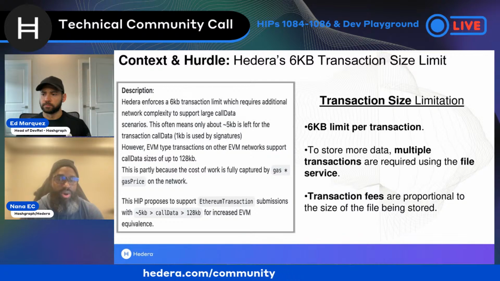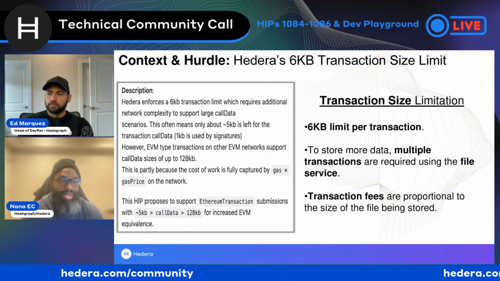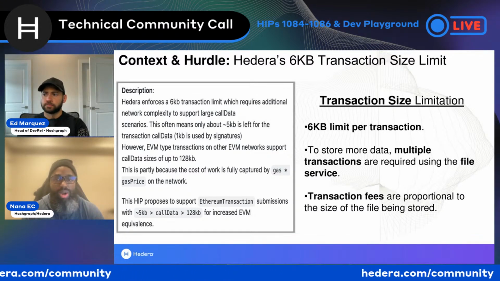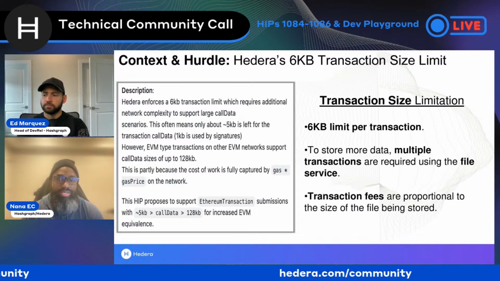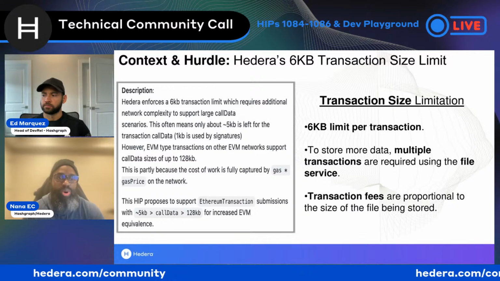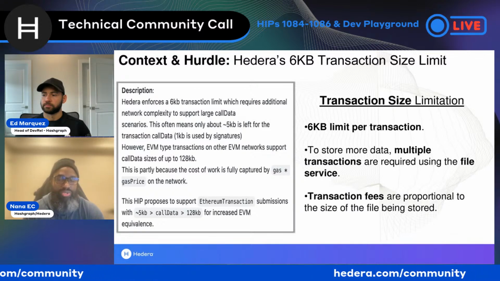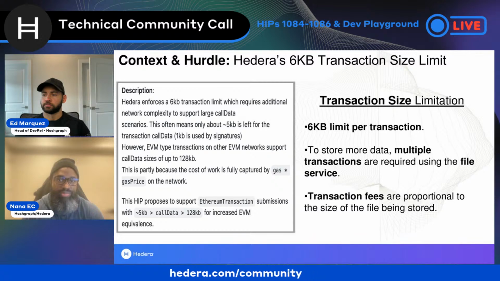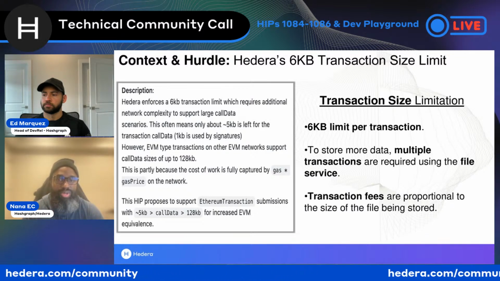Another difference is also the transaction limit. And so on Hedera, one of the unique things is that we have a 6 kilobyte transaction limit on transactions. It encourages smaller, more thoughtful transactions, but it's also one of the ways in which we're able to cover the 10,000 transactions per second. There's a bit more to that, but that's sort of one of the architectural decisions that were made.